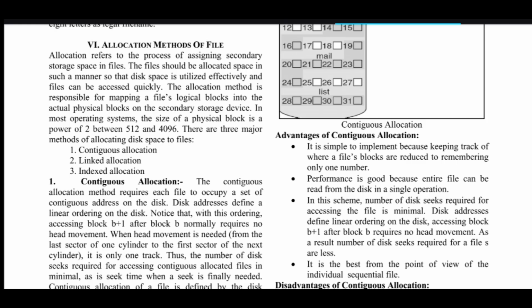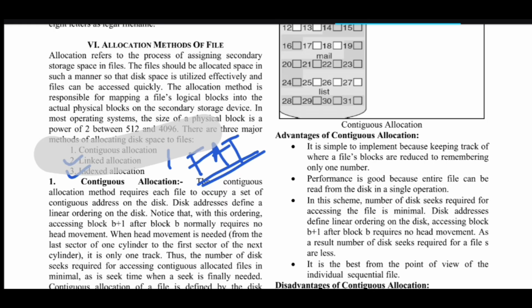First of all, you have to understand what file allocation is. File allocation means how we are storing the data of a file, or how we are storing the file, in the disk space. There are two types: one is contiguous allocation and the other is non-contiguous allocation. Non-contiguous allocation has three parts: linked allocation, indexed allocation, and FAT. FAT's full form is file allocation table.